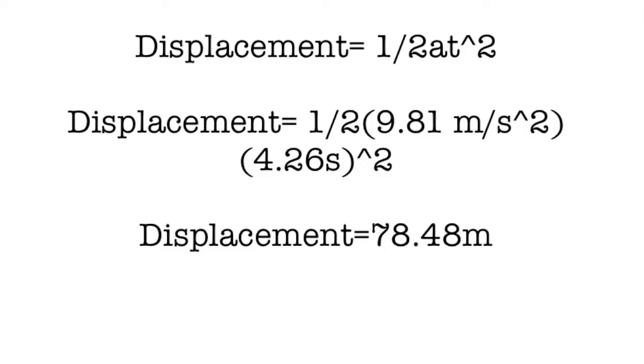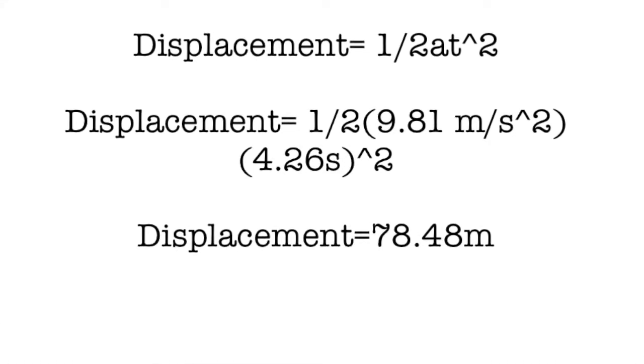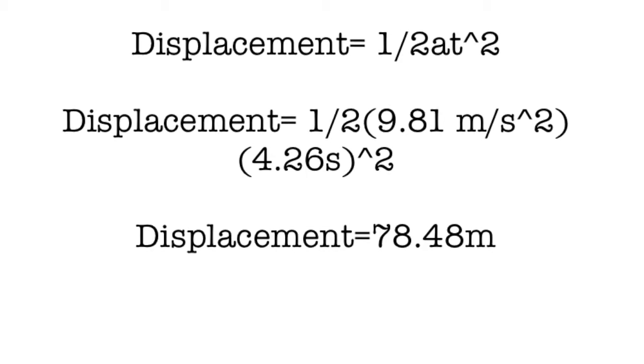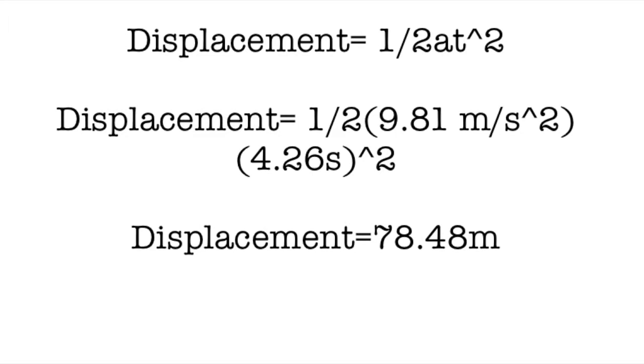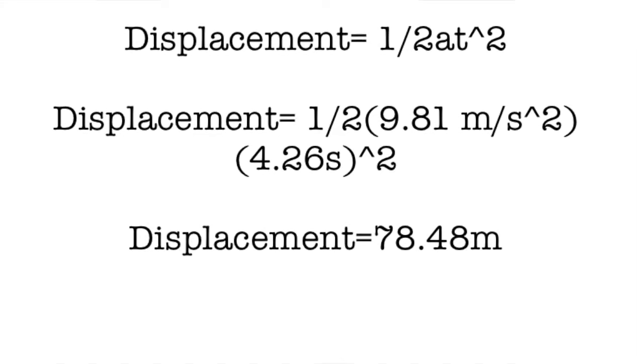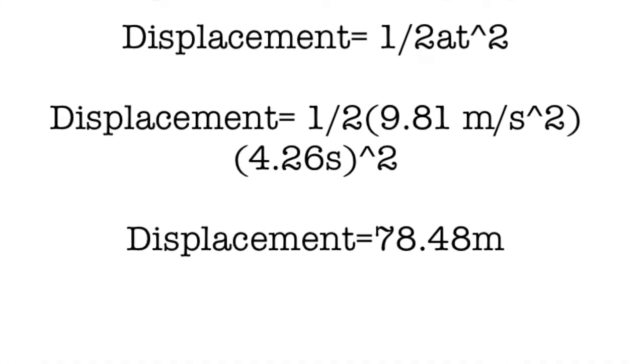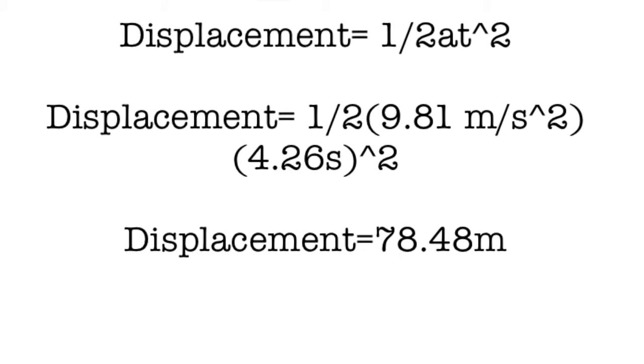Displacement is equal to 1/2 acceleration times time squared. If we plug in our knowns, we get displacement is equal to 1/2 times 9.81 meters per second squared times 4.26 seconds squared, which equals a displacement of 78.48 meters, which should have been Tom's initial height he had fallen from.